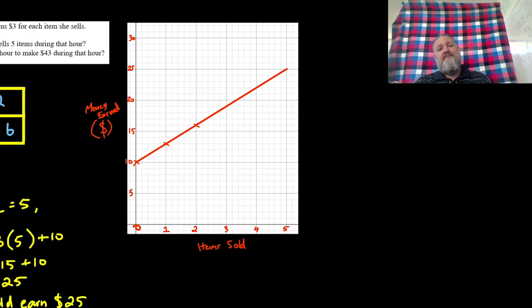And we can see based on the graph that we were right: if she sells 5, she'll make $25. Okay, so that is how you can use the fact that y is the dependent variable and x is the independent variable to be able to graph these things. And once you can graph them, you can solve them, read them, all that sort of stuff.